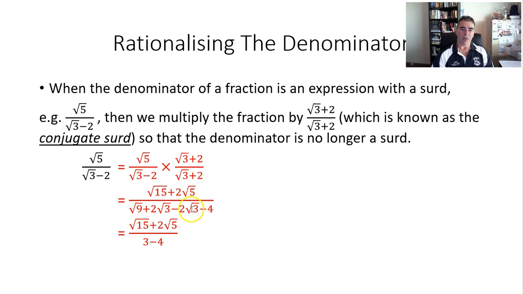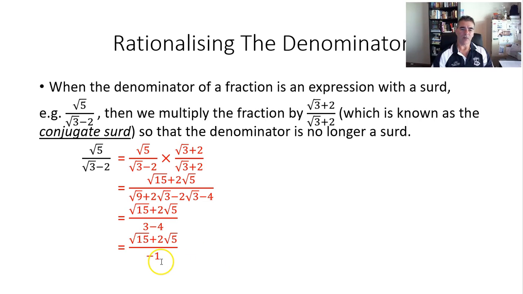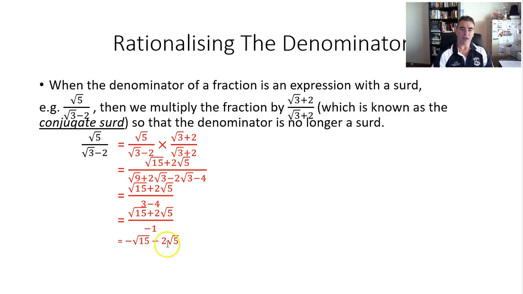Positive 2 root 3 minus 2 root 3, they cancel out. And then we've got our minus 4 in the end. So 3 minus 4 is negative 1. Now normally we don't have 1 in the denominator, so I'm going to share that negative with the 2 terms up in the numerator. So I now get negative root 15 minus 2 root 15. And what we've now done is just change that fraction with a surd so that there's no longer a surd in the denominator.